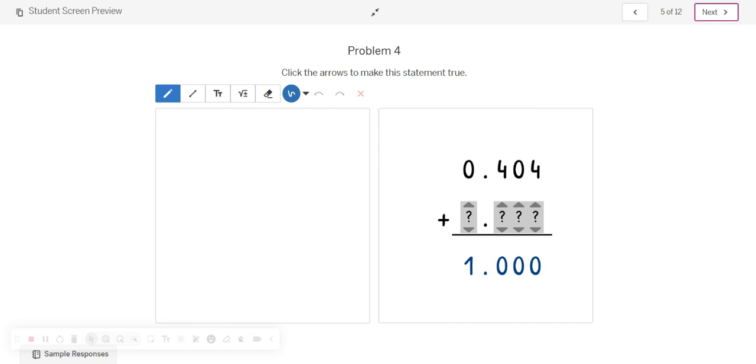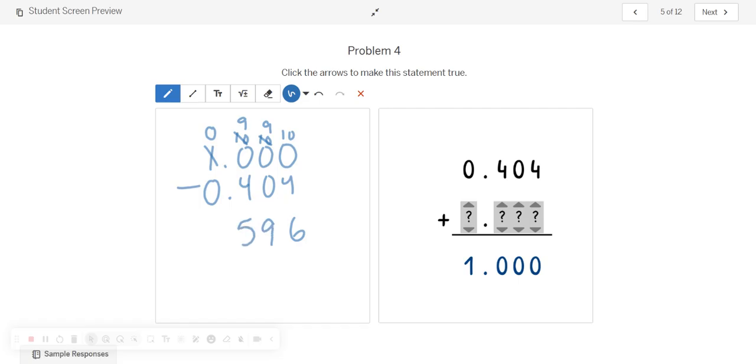Same kind of thing that we've been doing. I'm going to set it up as 1.000 minus 0.404. Borrow from that dollar, so now I've got $0. 10 dimes would make it 9 dimes, 10 pennies. Borrow from that, 9 pennies, and I'm going to get 10 right there. I've got a 6, 9, 5.